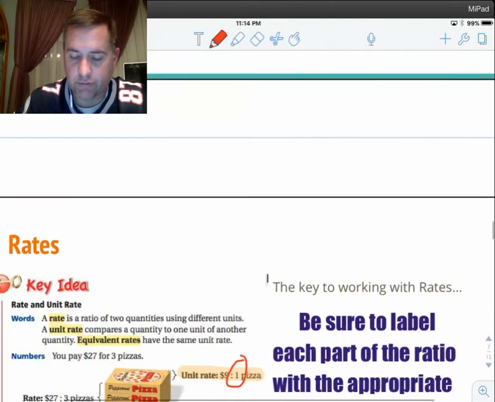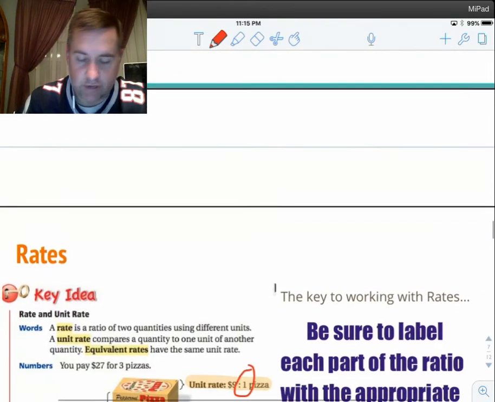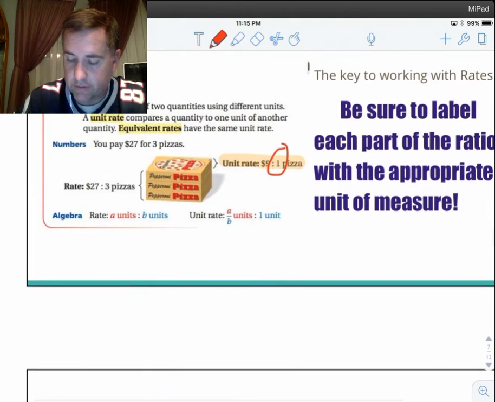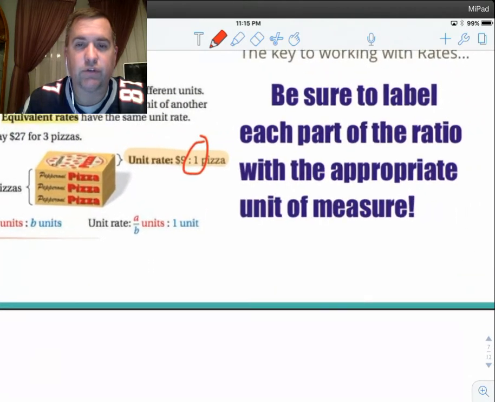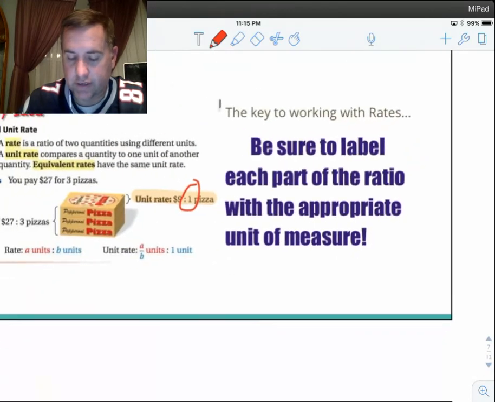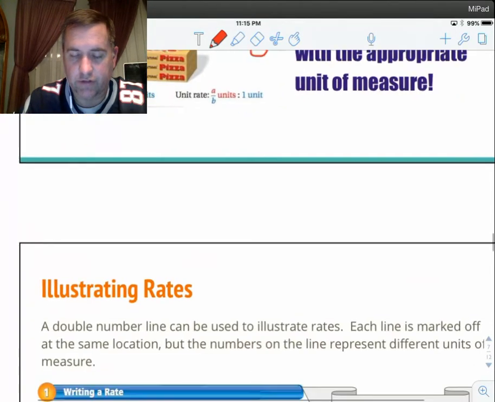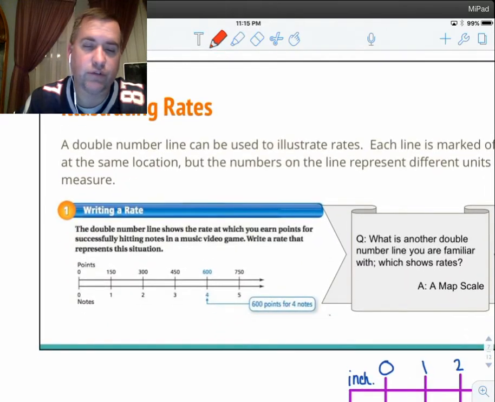Don't get tripped up if they ask, how much do you get paid for working 90 minutes? Then you have to change your rate to reflect minutes as opposed to hours. All right, so that's the big thing when working with rates, is to make sure that you label each part of the ratio, and as you're working with them, they're lined up with one another. Whatever unit of measure is on top of one ratio, the same unit of measure is on top of the other ratio.